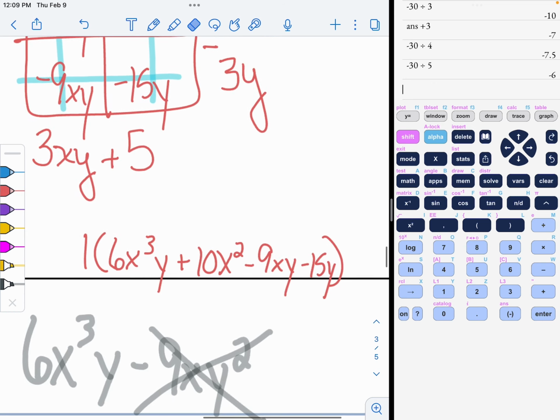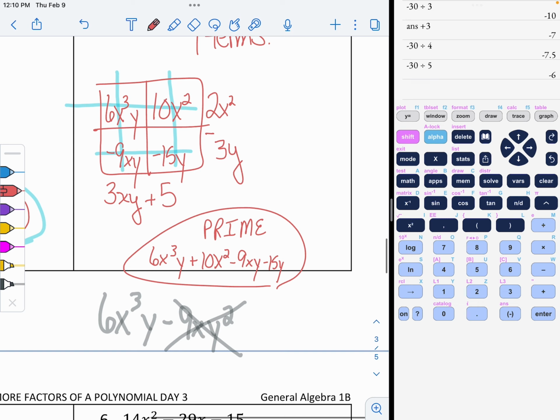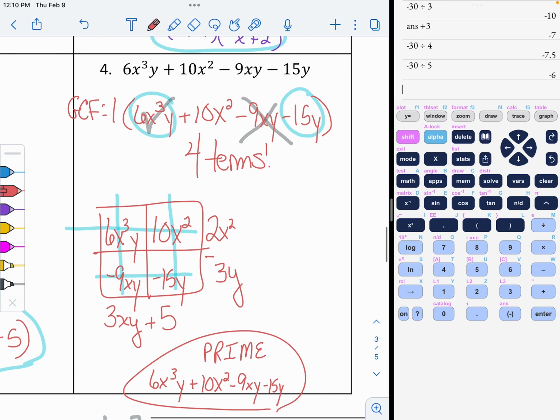So our final answer is legitimately that, and we would have said prime because the only factor that comes out would have been a 1. And the box let us down because when we distributed, we would have got a y squared, and we didn't have a y squared up here. Ooh, that was super sneaky.